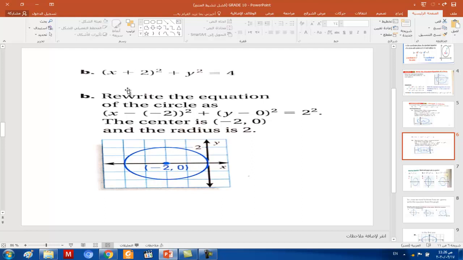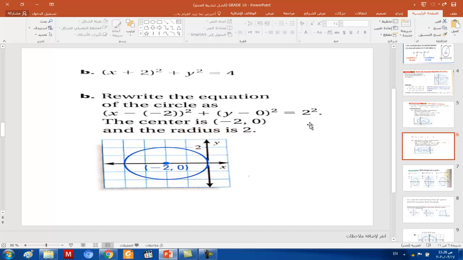I'm gonna change the sign of the number after x and y to find the center from the equation. So the x coordinate of the center becomes negative 2. But here, I don't have any number after y, so the y here is 0. So the center is negative 2 and 0.